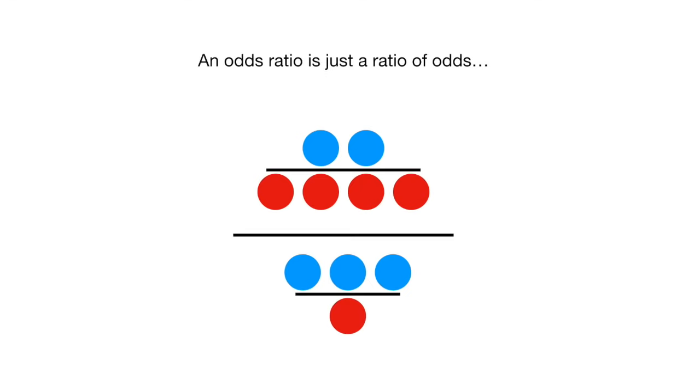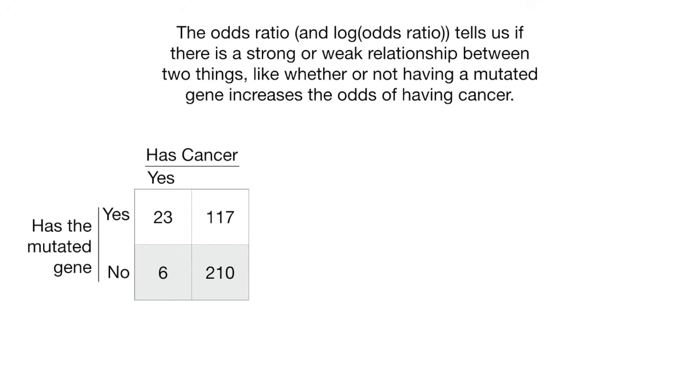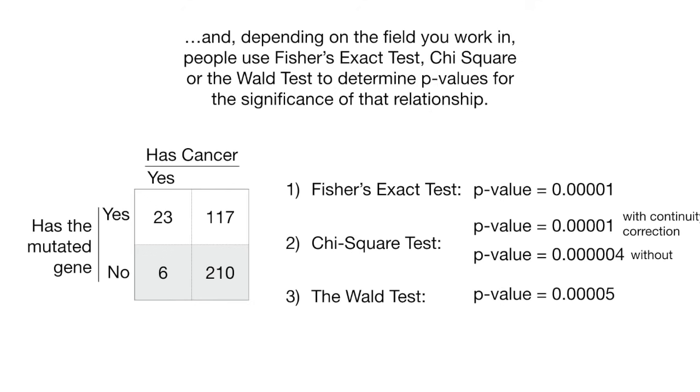In summary, an odds ratio is just a ratio of odds. And a log of the odds ratio is just, wait for it, the log of an odds ratio. The odds ratio and the log of the odds ratio tell us if there is a strong or weak relationship between two things, like whether or not having a mutated gene increases the odds of having cancer. And, depending on the field you work in, people use Fisher's exact test, chi-squared, or the Wald test to determine p-values for the significance of that relationship.